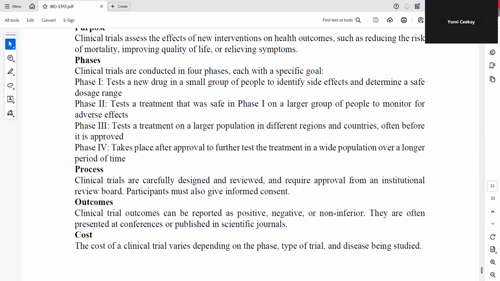Then we talk about outcomes. Clinical trial outcomes can be reported as positive, negative, or non-inferior. They are often presented at conferences or published in scientific journals. Then we also consider the cost. The cost of a clinical trial varies depending on the phase, the type of trial, and the disease being studied. I believe with this, we are good to go for the exam.